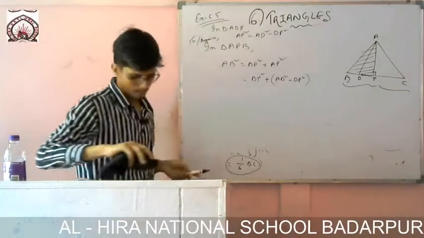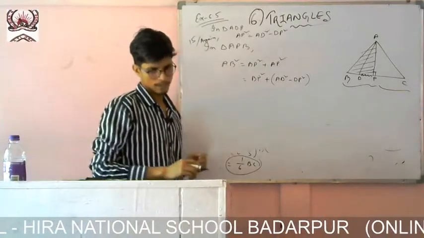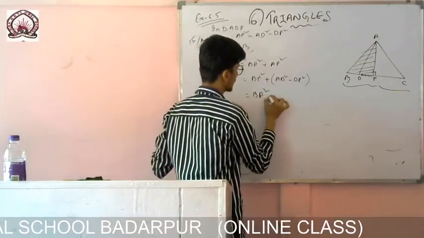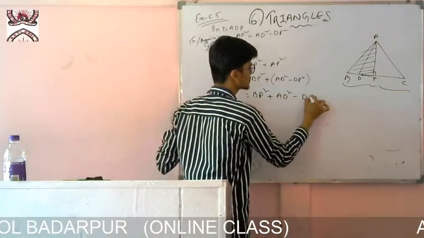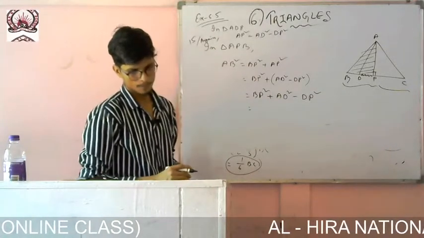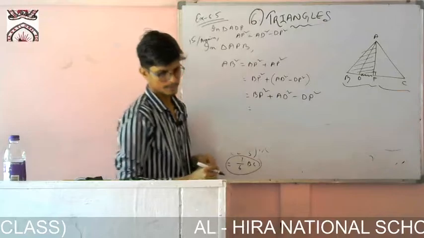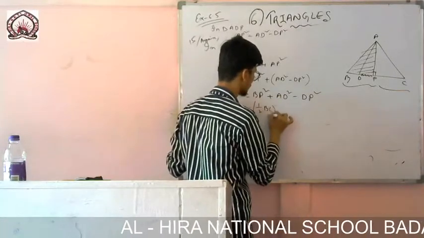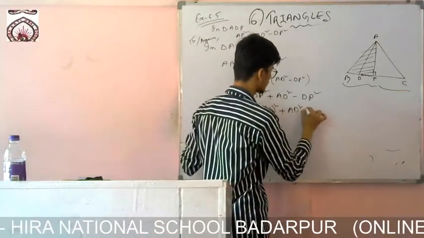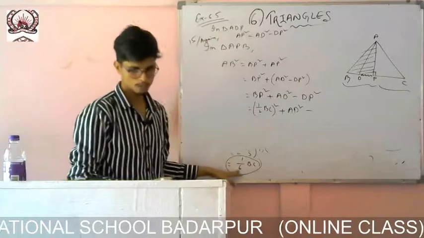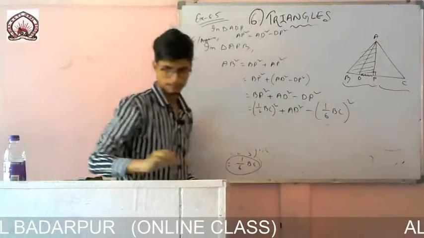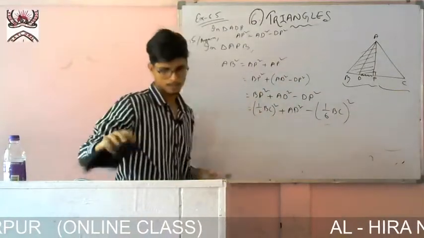So AB square is equal to BP square plus AD square minus DP square. Now I will put the values one by one. For BP we have got half BC, so half BC square. AD I will write the same, AD square. And DP we have got 1 by 6 BC, whole thing square.